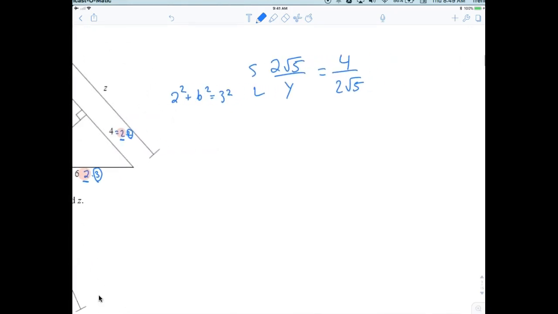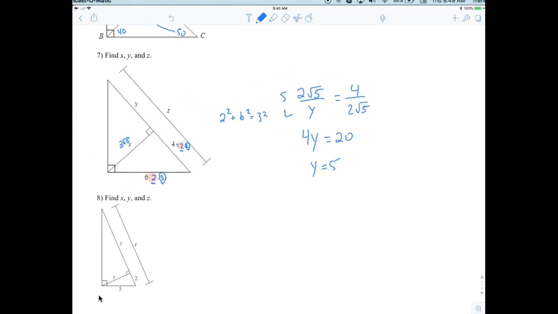Can you cancel the 2 radical 5? No, we're cross multiplying. 4y is equal to what? 4 radical 5. Because 4 radical 5 is 20. Radical 5 times radical 5 is what? 5. 5 times 2 times 2 is 20. So y is 5. That makes sense. So if y is 5, what is z? Z is 9. Oh, wait, that's 4.